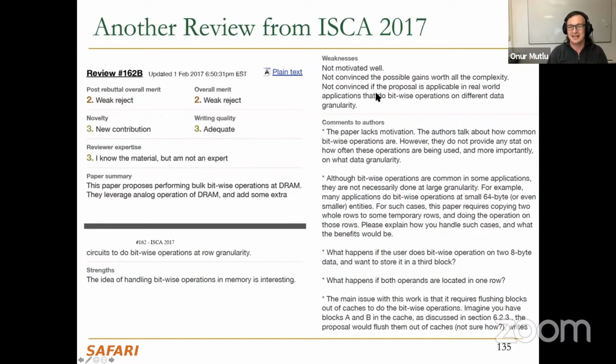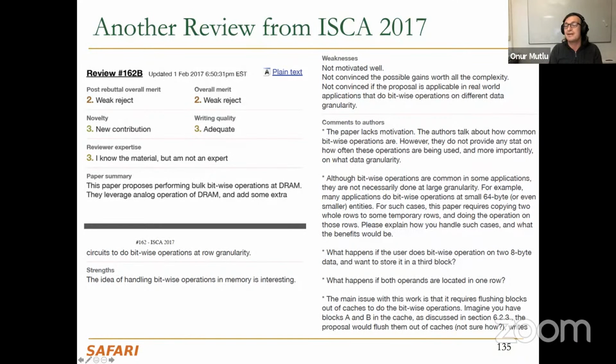Not good English also, as you can see. Yeah, anyway, I'm not going to belabor this. You can read these reviews on your own, if you will. But basically, this reviewer also targets things that the paper clearly acknowledges that it's not going to solve. What happens if the user does a bitwise operation on two 8-byte data and wants to store it in a third block? Again, that's not what we're trying to solve.